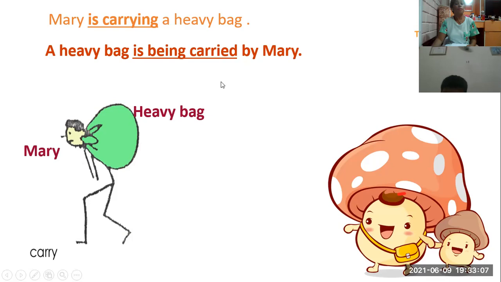Because there is the phrase "by Mary." Okay? This is the passive voice. It's very easy to understand. If the subject is at the beginning, that's active. If it's at the end, that is passive. There is "by." So this one is carrying, this is present continuous.